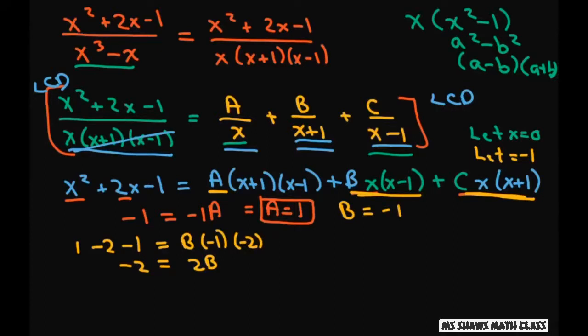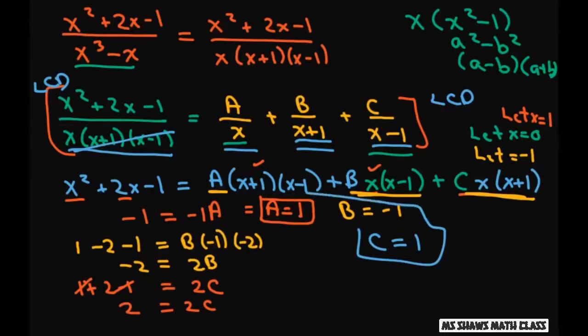Now let's let x equal 1. If you let x equal 1, that's what's going to cancel out the A and the B part. So plug in 1: 1 plus 2 minus 1 equals, and we're solving for C now, so that's going to be 2C. So you have 2 equals 2C, therefore C equals 1 as well.